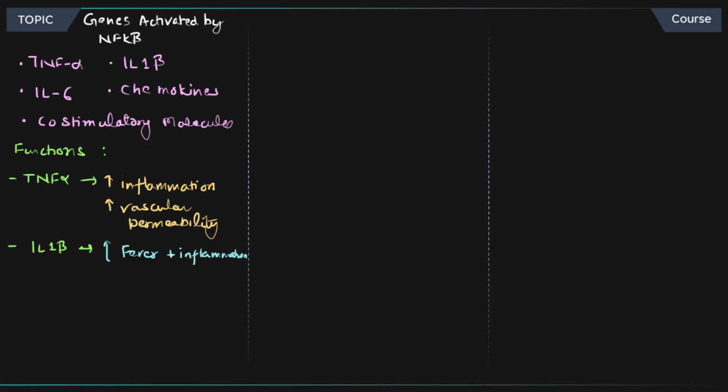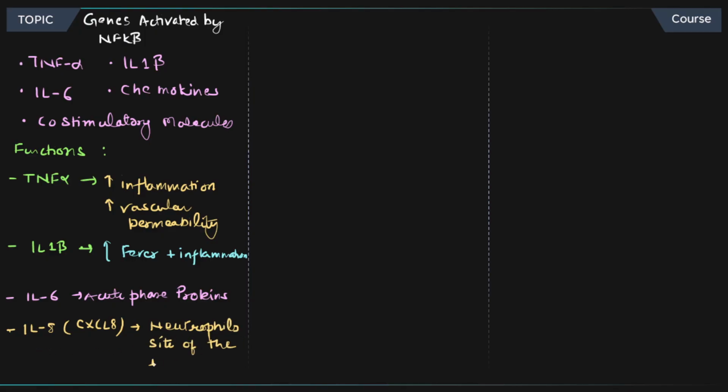Then you have IL-6, which is an acute phase protein. Then you have the next one, let me write it down with a different color, IL-8. It's also known as CXCL8, and this helps get the neutrophils to the site of infection. So neutrophil recruitment at the site of the infection is basically done by IL-8. It's really, really important, all these cytokines and their functions.